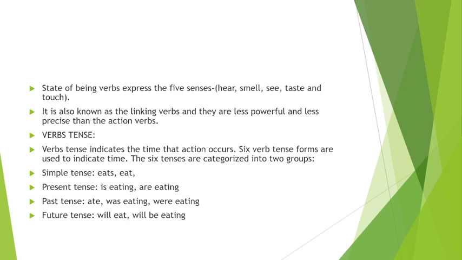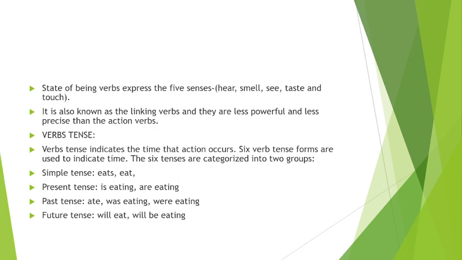State of being verbs express the five senses. That means hear, smell, see, taste, and touch. It is also known as the linking verbs, and they are less powerful and less precise than the action verbs.